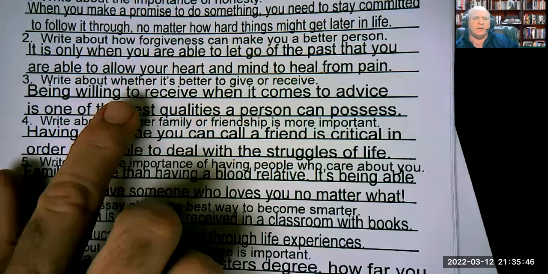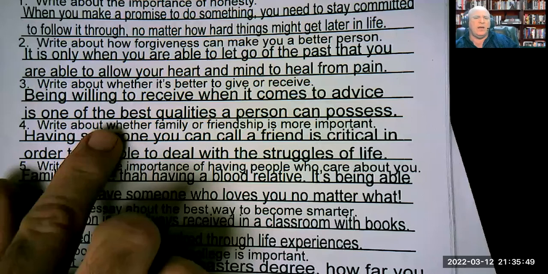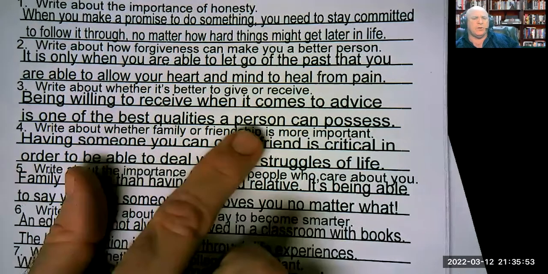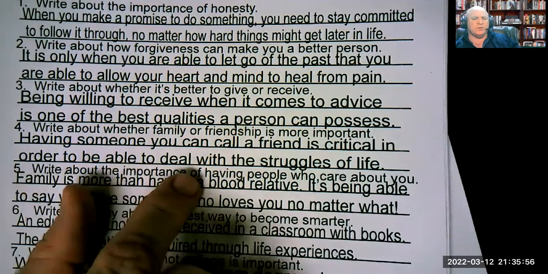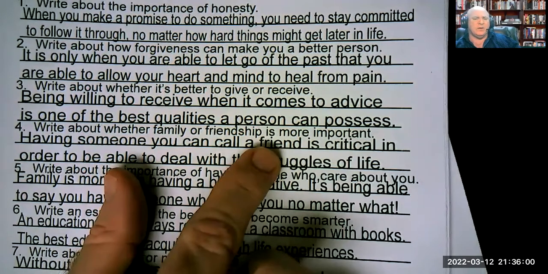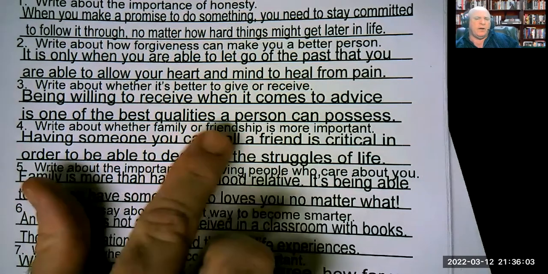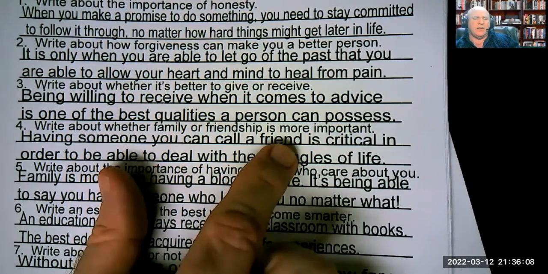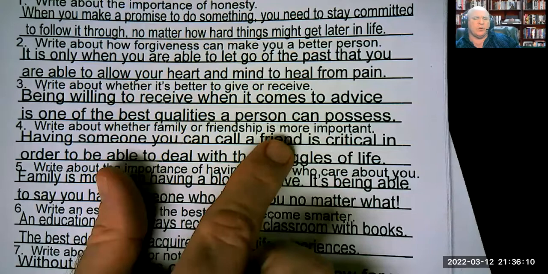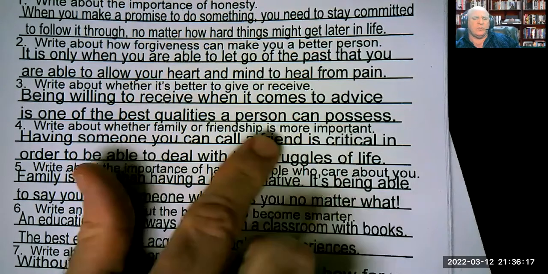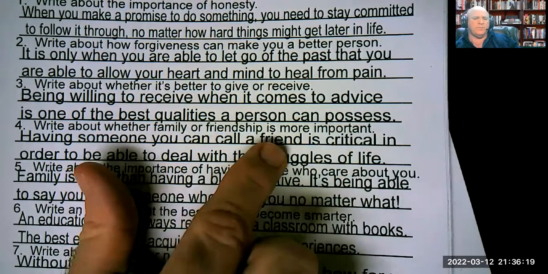What did I say as my answer? Let me see. Having someone you can call a friend is critical in order to be able to deal with the struggles of life. So I would focus on having a friend more than a family member. And I just have to tell you why I feel like having a friend is more critical, more important. So I took my position, one side or the other. I used the word critical instead of the word important.